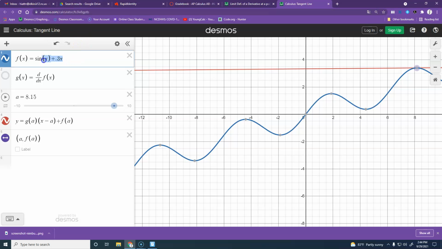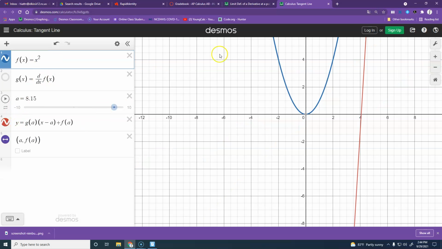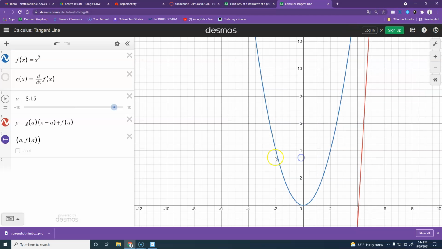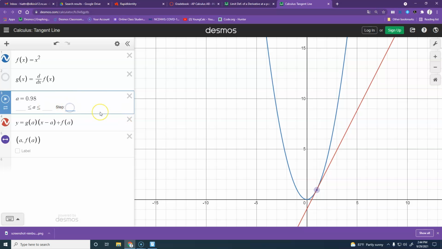So, let me change this to the one we're looking at, which is x squared. Yeah. So, here's x squared. Let me move this back down where we can see it. Like what we just found, if I go to where x equals 1, let me change this so it only goes up by 1. All right, so if I go where x equals 1, notice the slope of that line is 2.